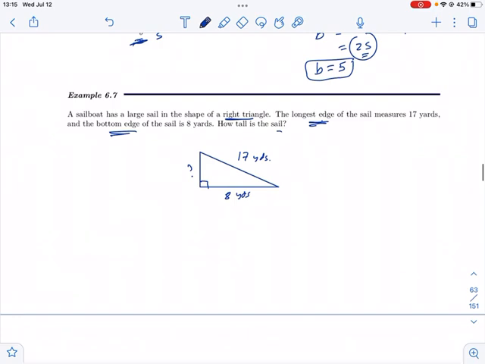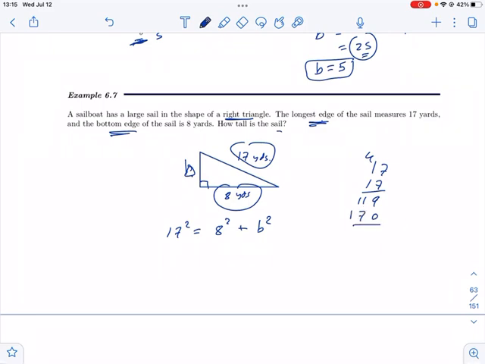So we apply the Pythagorean theorem. 17 squared, the hypotenuse squared, equals 8 squared plus, let's call this side B, B squared. Now 17 times 17, you can use the calculator. 289 equals 64 plus B squared. Now what is B squared? B squared is 289 minus, we subtract 64.